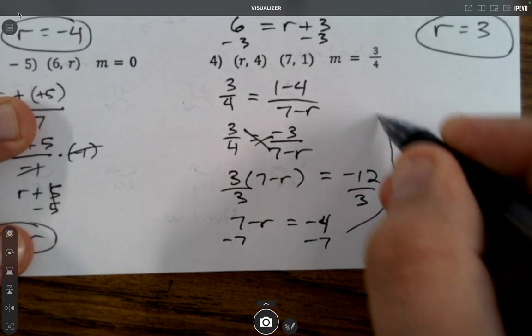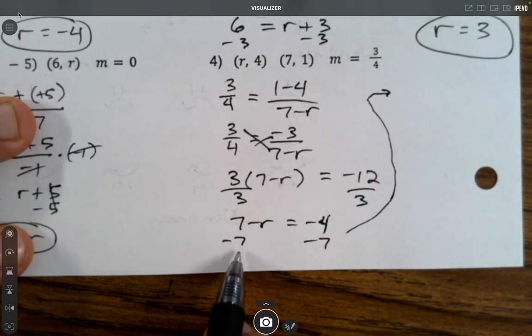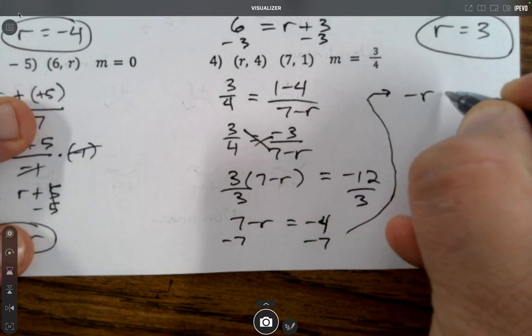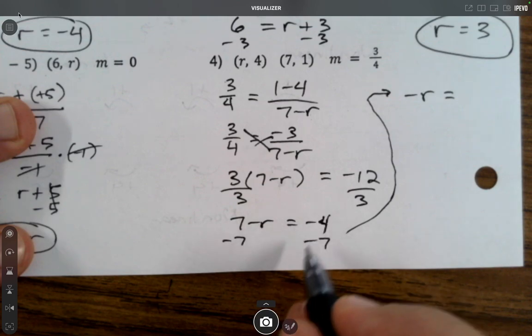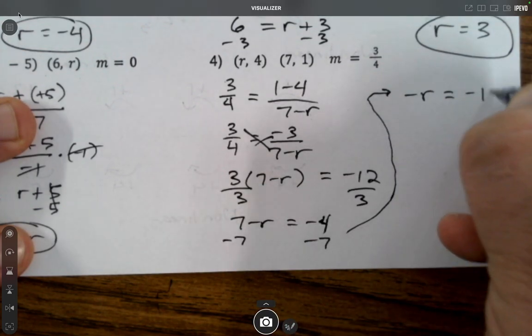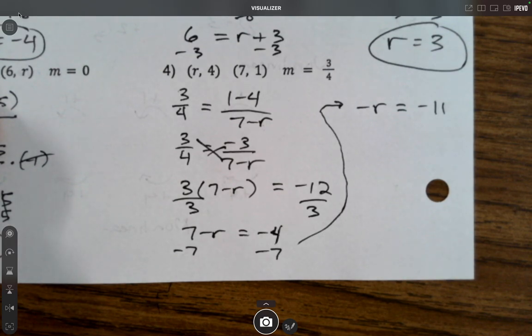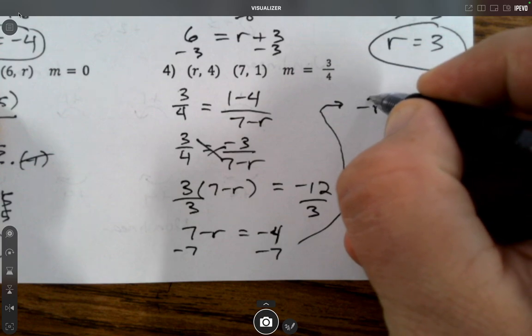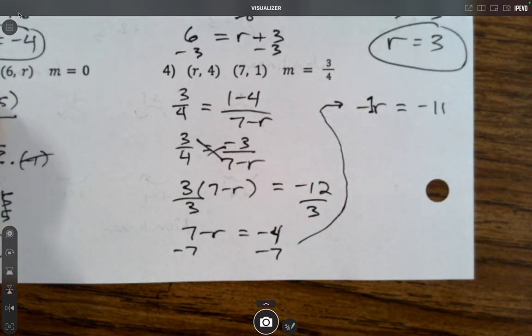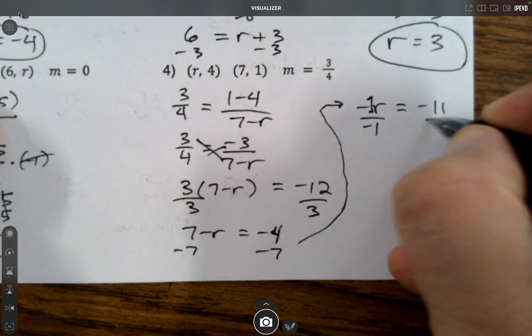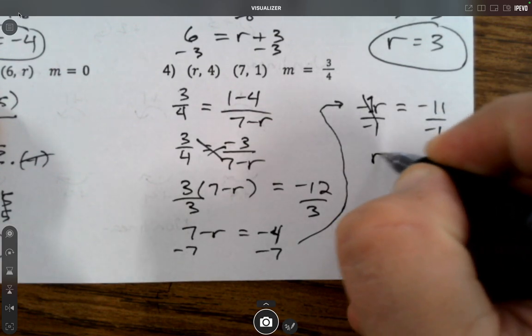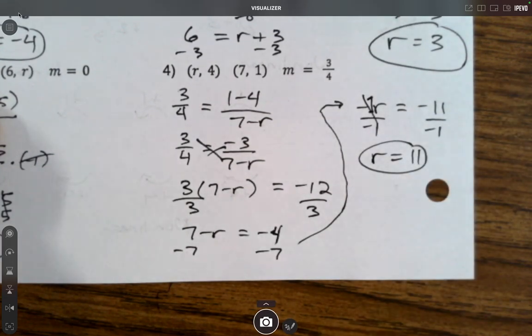And I'll move my work up here now. So the 7's gone, leaving me just negative r. Negative 4 minus 7 is negative 11. So we're close, but we can't have our answer as negative r equals. It has to be positive r equals. If there's no number written in front, there's an understood 1. So we can fix this by dividing both sides by negative 1. We get r equals positive 11.